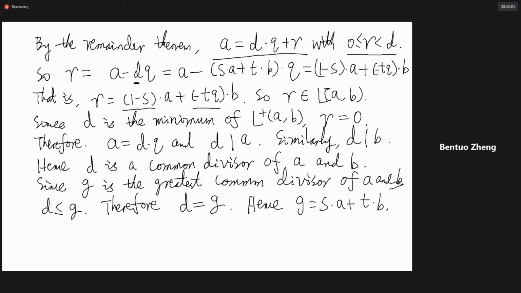Yes. On the third line, just L of A and B. Yeah, I just want to claim R is a linear combination of A and B.